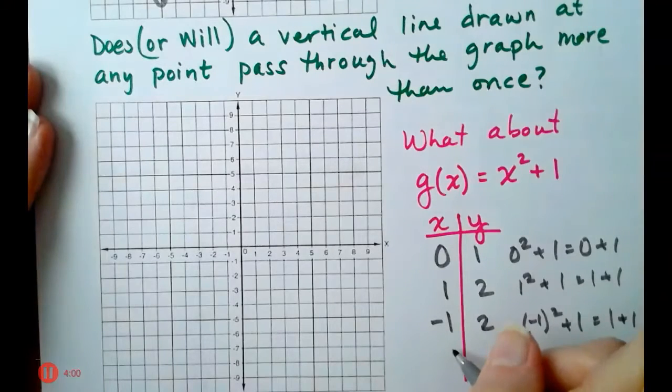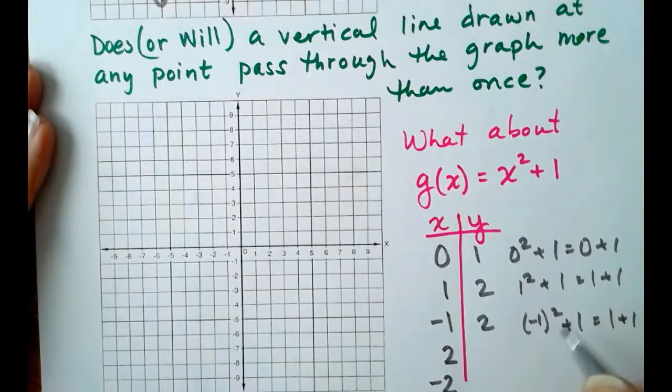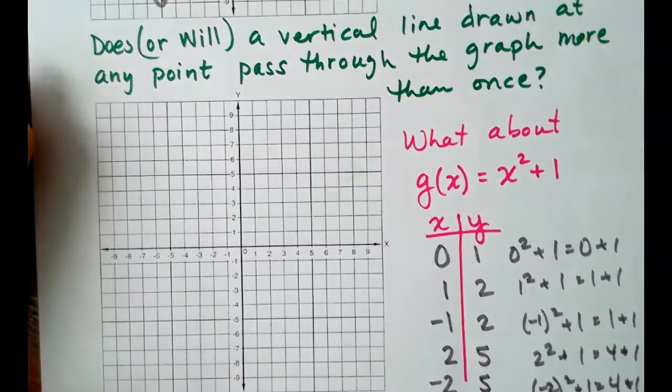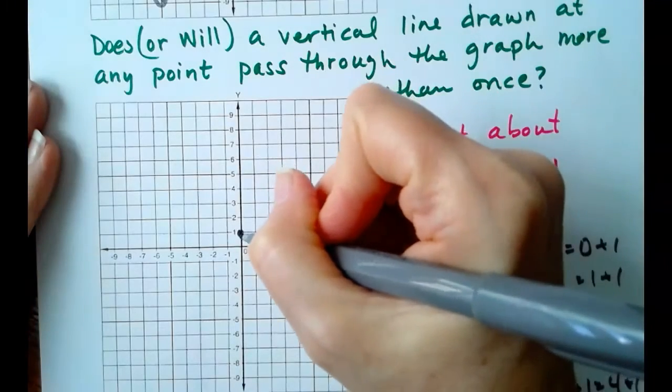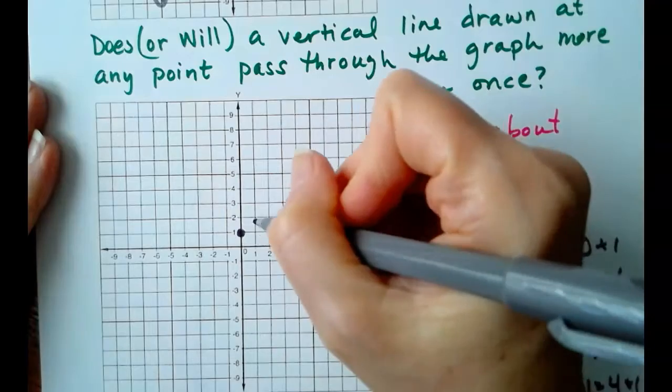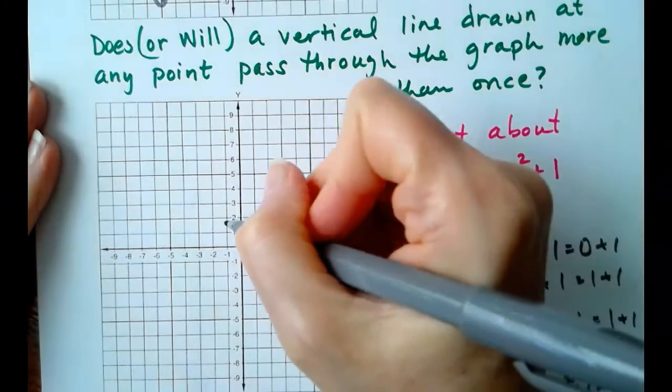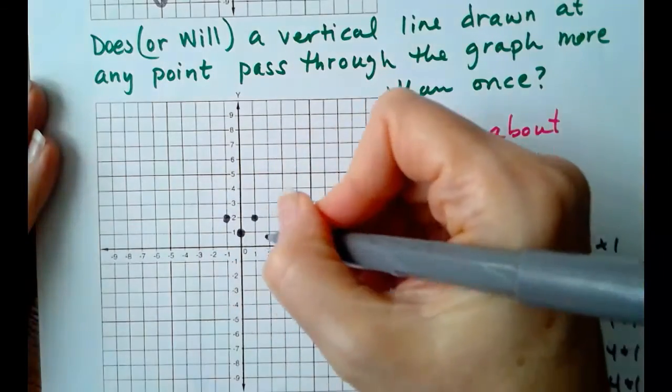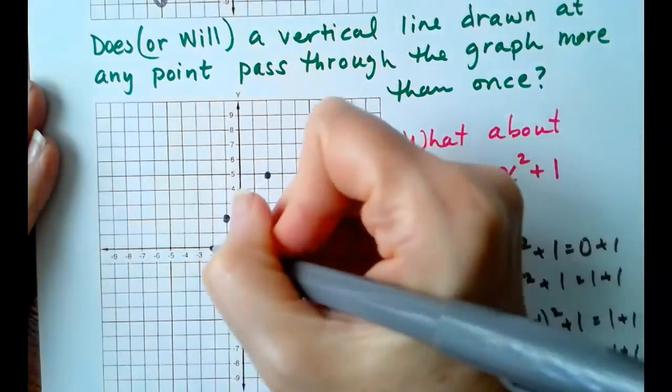Let's plug in about 2 and -2. So if we plug in 2, that'll be 2 squared plus 1. That's 4 plus 1. That is 5. We plug in -2. We again get 4 plus 1, and that is equal to 5. So here's what this is going to look like on the graph. Over 0, up 1, over 1, up 2, back 1, up 2, over 2, up 5, back 2, up 5.